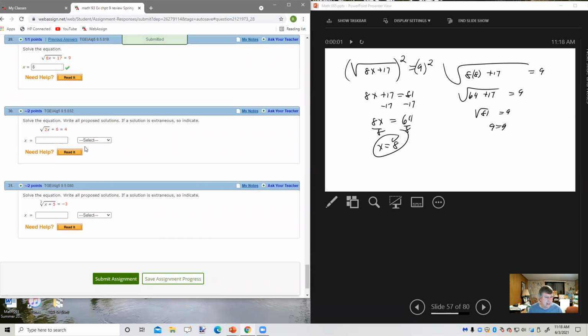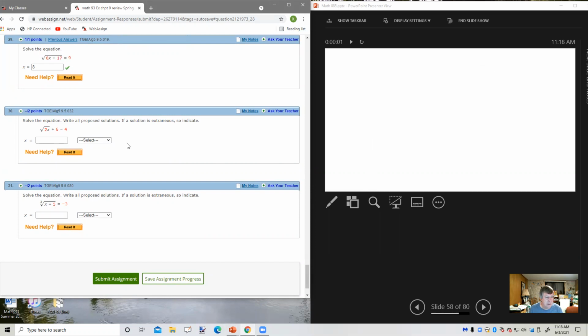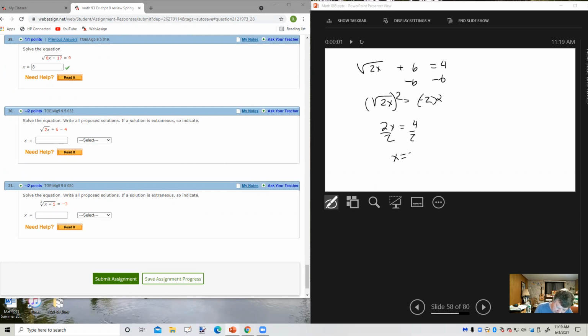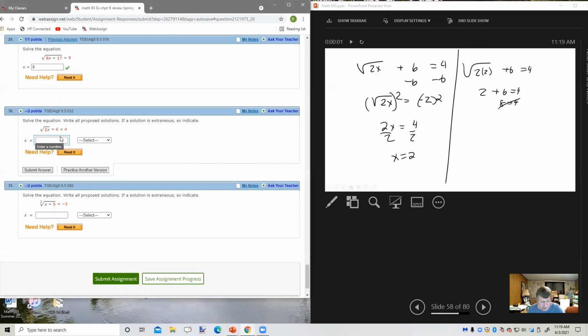All right, let's take a look at number 30. Solve the equation, write all proposed solutions. If a solution is extraneous, so indicate. So isolating the radical, we get this. Well, already we're in trouble because the square root can't be negative, but going on, we get 2x equals 4. So x equals 2. But if we plug 2 back in, it doesn't work. So the proposed solution would be 2. It doesn't work, so it's extraneous. If it does work, you'd say not extraneous.